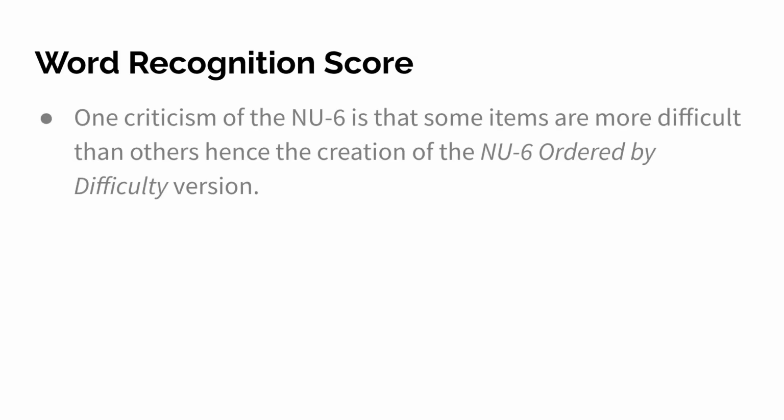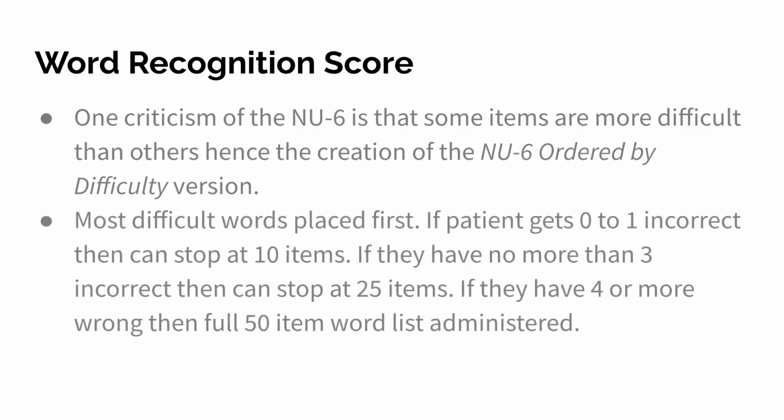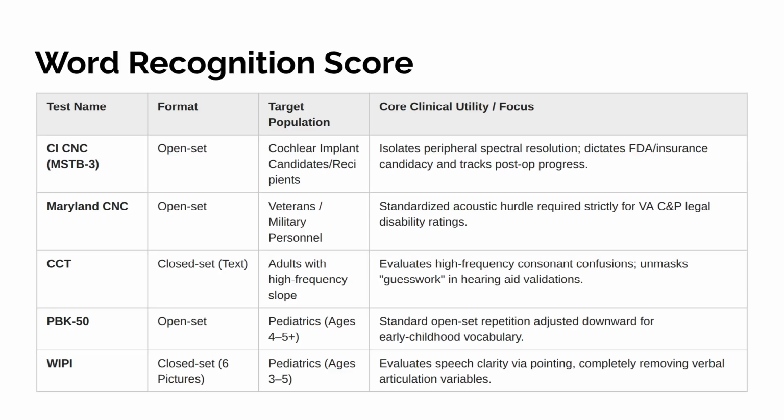One criticism of the NU6 is that some items are more difficult than others, hence the creation of a variation of the NU6 called the NU6 ordered by difficulty version. Most difficult words are placed first. If a patient gets 0 to 1 incorrect, they can stop at 10 items. If they have no more than 3 wrong, they can stop at 25 items. If they have 4 or more words wrong, they have to do the full 50-word items. That's a compromise. So let me break down some common word recognition tests to be aware of.